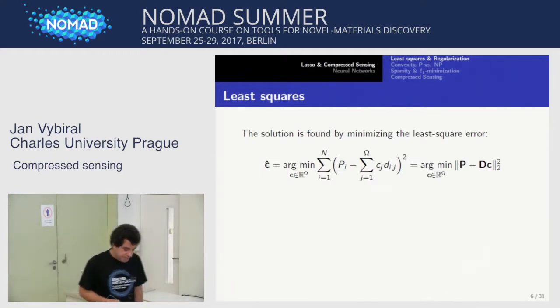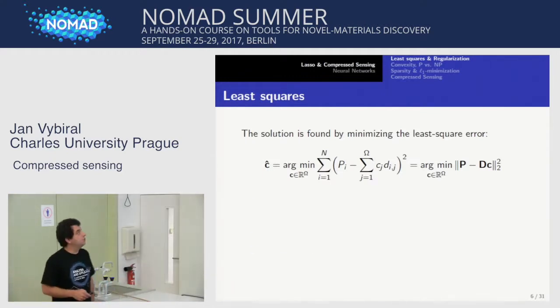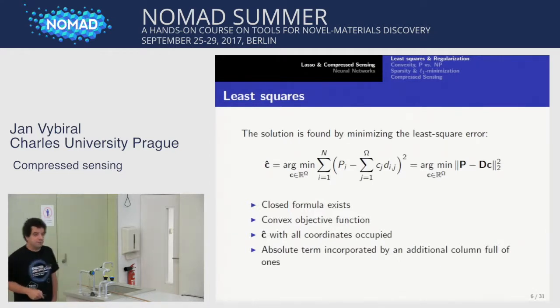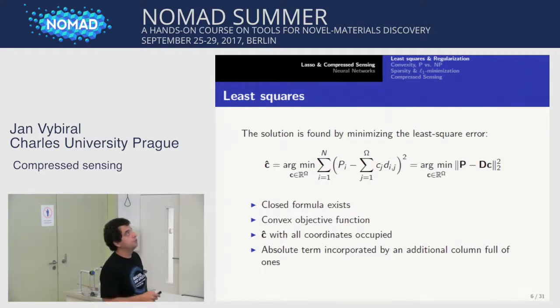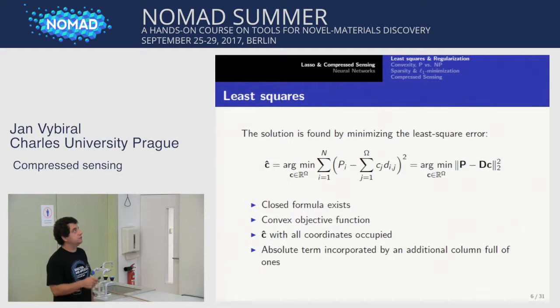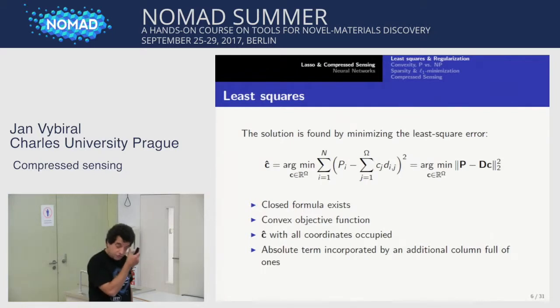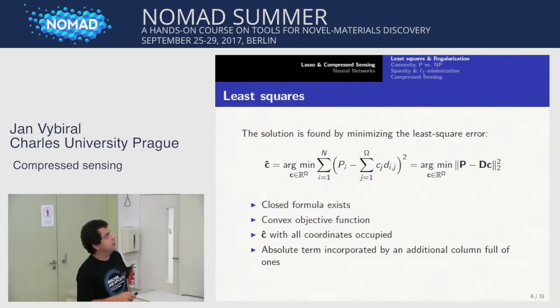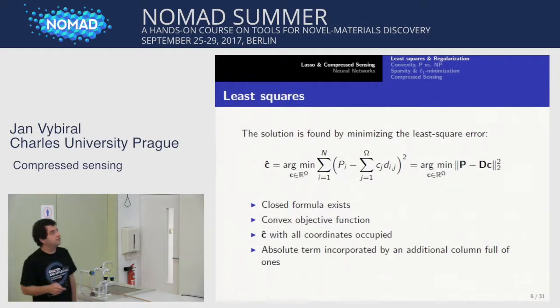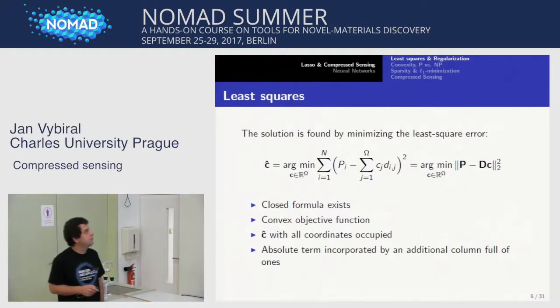Well, you can imagine that with this 200 year old history of the problem, we know quite a lot about it. There is a closed formula. You don't need to minimize anything. There is just a formula, C is equal to something which involves P and D. Quite an important thing is that this function is convex, which I will use later on for other problems. Typically, the C hat, the solution of all that, would be fully occupied, so you will get a vector with all entries not equal to 0.